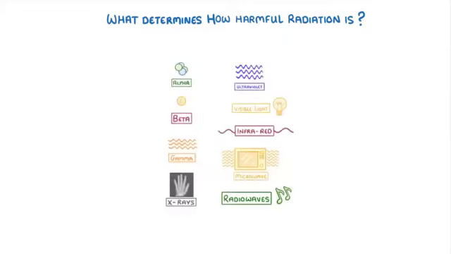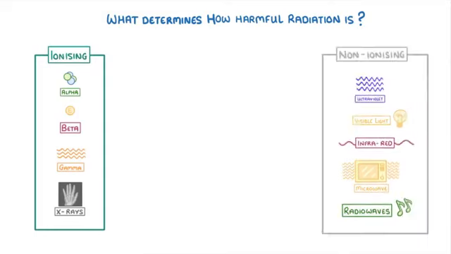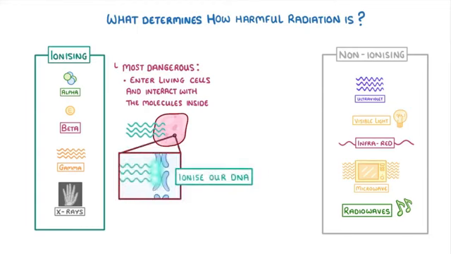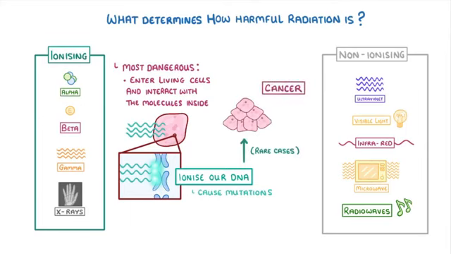We saw earlier that there are loads of different types of radiation, and that they can be split between ionizing and non-ionizing. Generally, it's the ionizing ones which are the most dangerous, because they can enter living cells and interact with the molecules inside. In particular, the radiation can ionize our DNA, which can cause mutations. And in rare cases, this can lead to the cells dividing uncontrollably and developing cancer. One thing we should add is that ultraviolet radiation can also lead to cancer, even though it's not always considered to be ionizing.